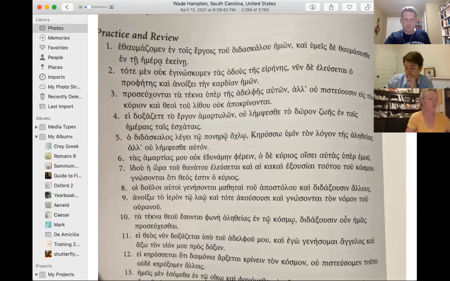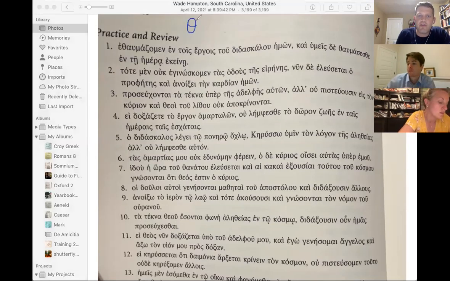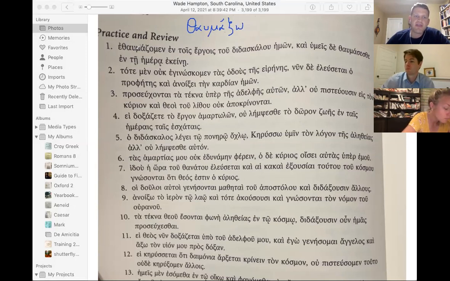Okay. All right. Now, I know this can be kind of tricky because some of it is brand new vocab. So I'll help with that if the vocab gets a little wonky. Okay. But number one, our first verb, it's our first word, comes from the verb thalmadzo. Thalmadzo. All right. So what we've got here is ethalmadzamen. Ethalmadzamen. What do you notice about it if it comes from thalmadzo?